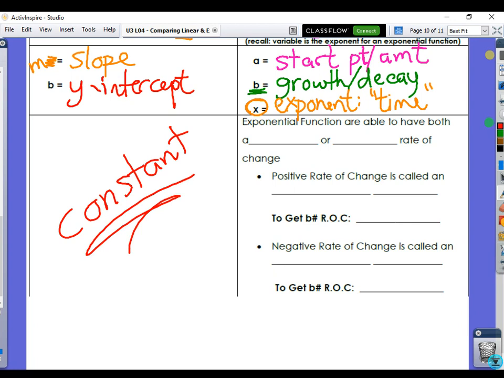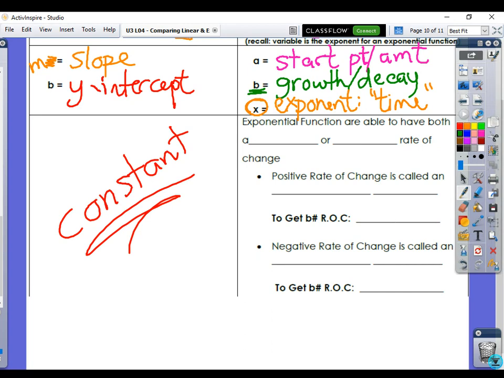Maybe up 2 over 1, up 2 over 1, up 2 over 1. You do the same thing over and over and over again. That's because that rate of change is constant. But with an exponential function, your rates of change don't have to be constant. And they can be two things.